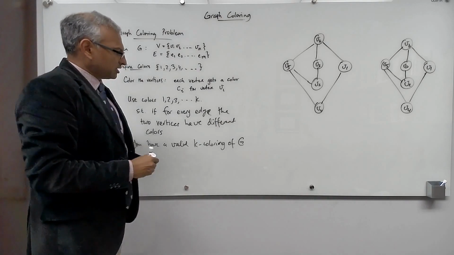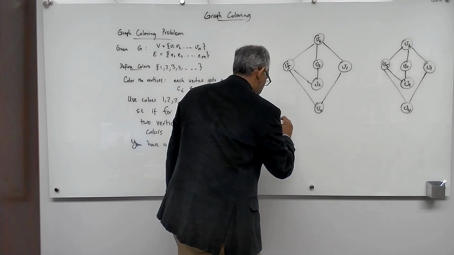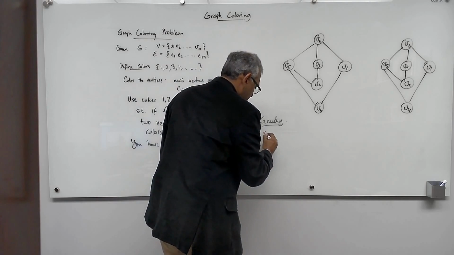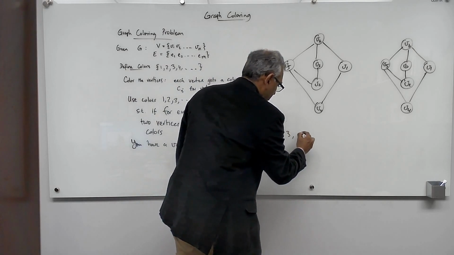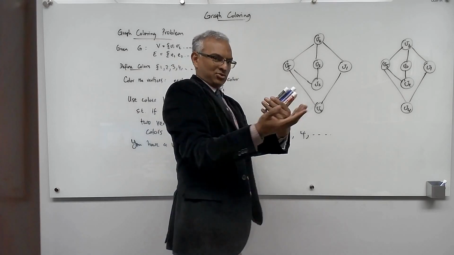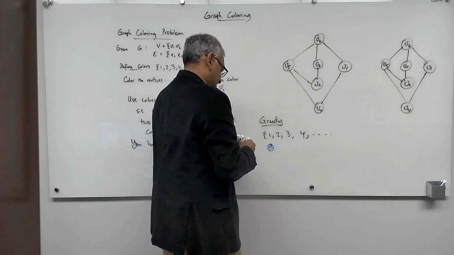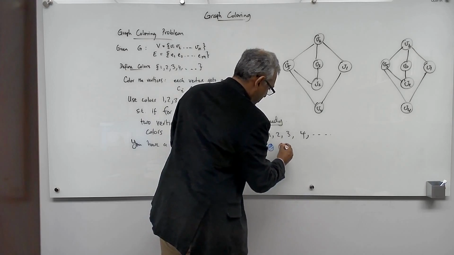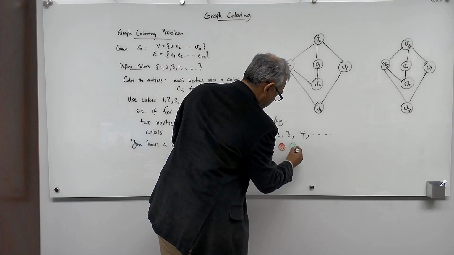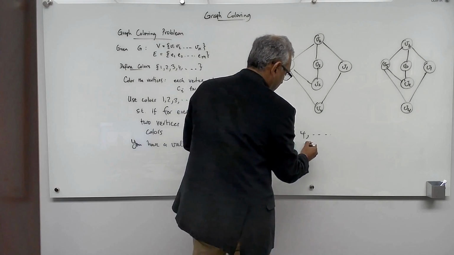Now what I'm going to describe for you is what's called the greedy coloring strategy. Let's number our colors. Our colors are 1, 2, 3, 4, and so on. Because we do actually have colors, let's call the first color blue, the second color red, the third color green. Well, actually they're just numbers, but we can call them blue, red, green, and let's say black.